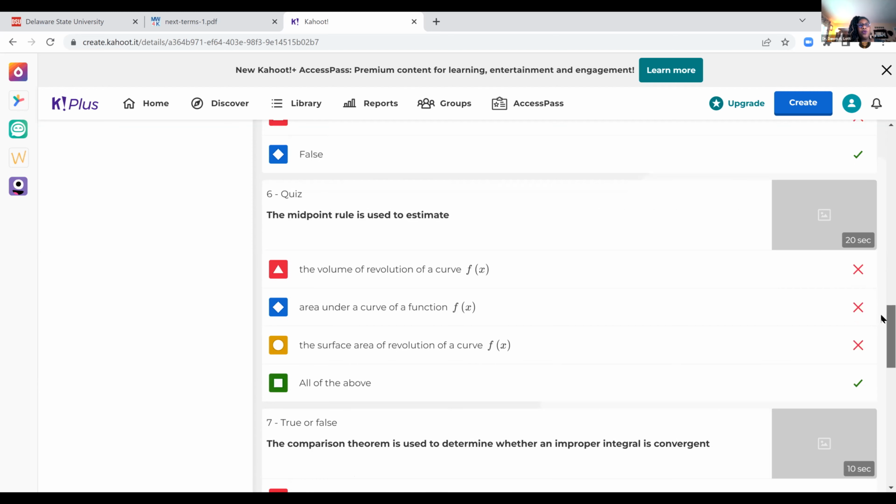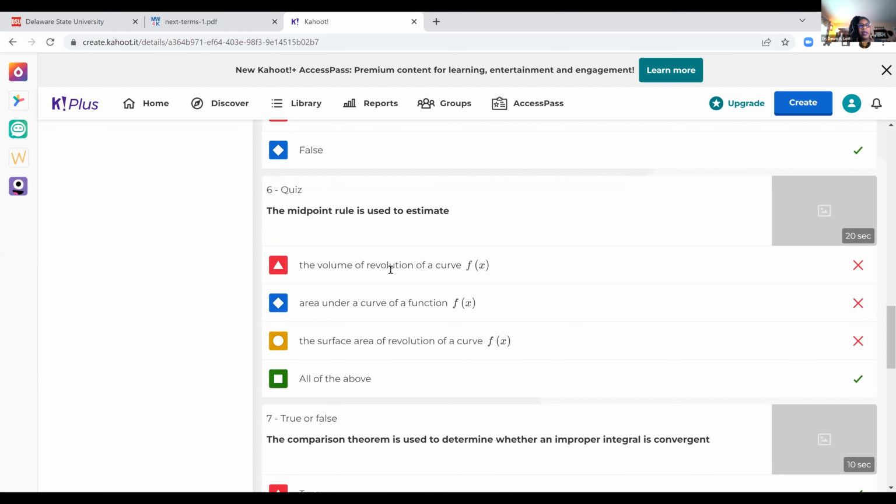The midpoint rule is used to estimate the volume of revolution of a curve f of x, the area under a curve of a function f of x, the surface area of revolution of a curve f of x, and all of the above. You can use the midpoint rule on any integral that goes from a to b. Okay, so any one of these are expressed as an integral, so you can use the midpoint rule for all of them.